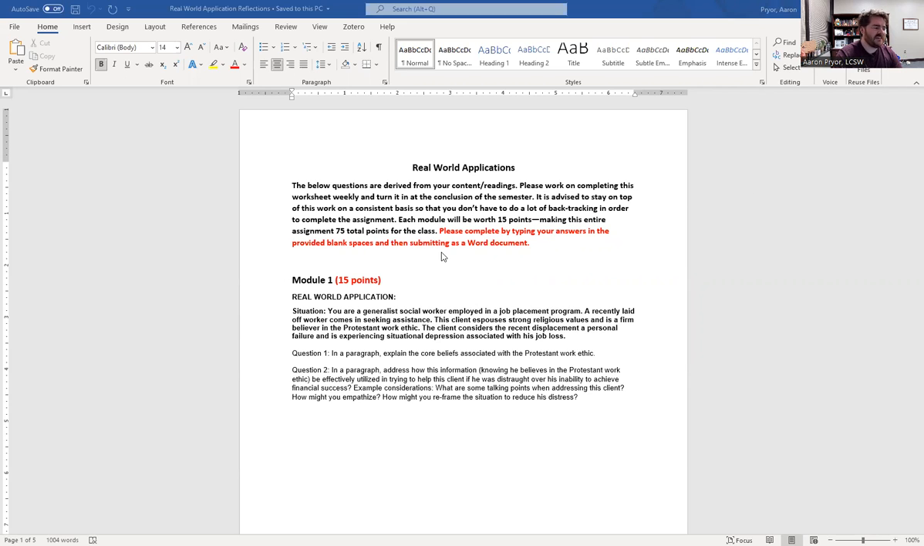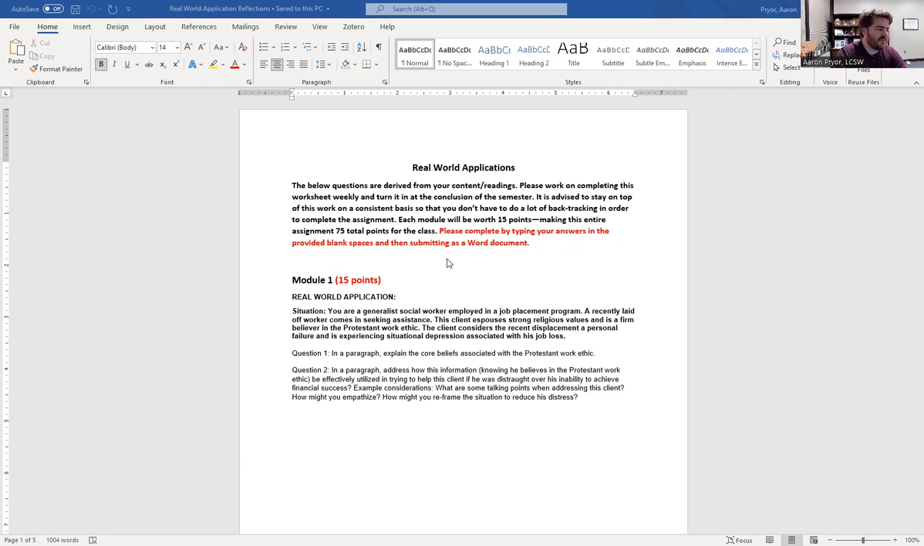I'm just going to read through this instruction paragraph real quick, and then I will look at the module 1 question for you, and then you'll get the hang of it from there. So it says the below questions are derived from your content and readings. Please work on completing this worksheet weekly and turn it in at the conclusion of the semester. It is advised to stay on top of this work on a consistent basis so that you don't have to do a lot of backtracking in order to complete the assignment.